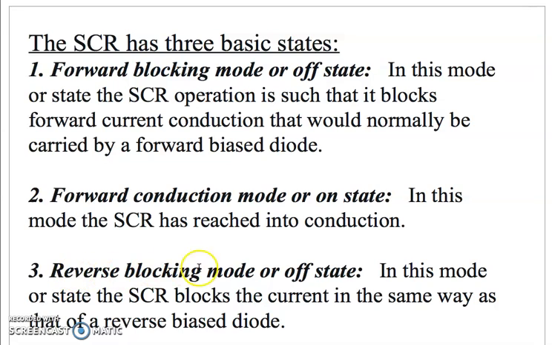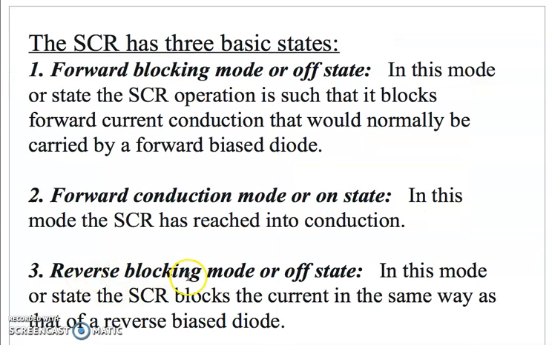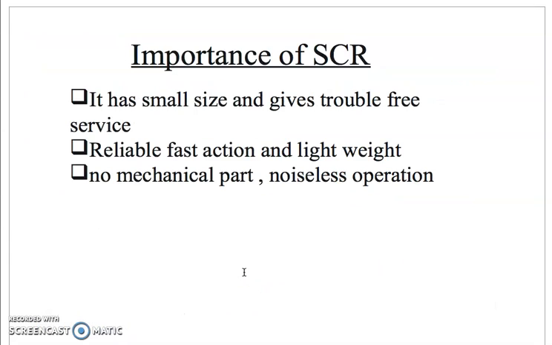The last one is reverse blocking mode. In this, the anode is negative with respect to cathode, and at that time the two junctions J1 and J3 are in reverse bias and only J2 is forward biased. Since any of the junctions is reverse biased, no current flows, and since we have two junctions in reverse bias, no current flows in the SCR, and this region is referred to as the reverse blocking region. The SCR is said to operate in reverse blocking mode. So these are the basic states of SCR.